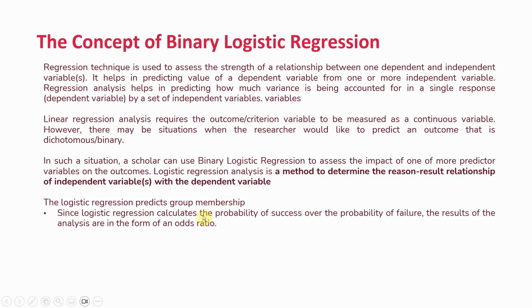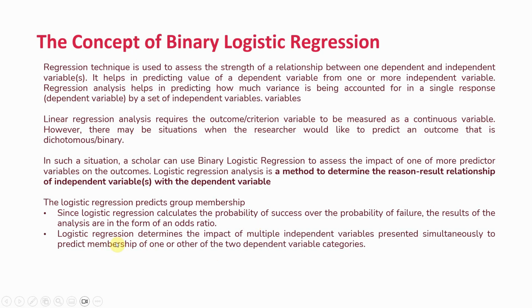Since logistic regression calculates the probability of success over the probability of failure, the results of the analysis are in the form of an odds ratio. We will look into what the odds ratio means. Logistic regression determines the impact of multiple independent variables presented simultaneously to predict membership of one or the other of the two dependent variable categories. In logistic regression, the expected outcome is represented by 1 while the other is coded as 0.